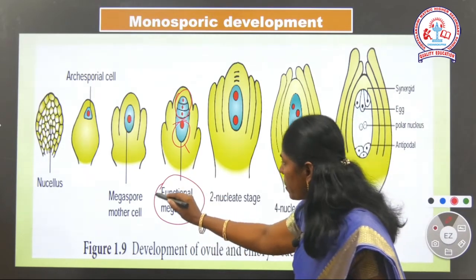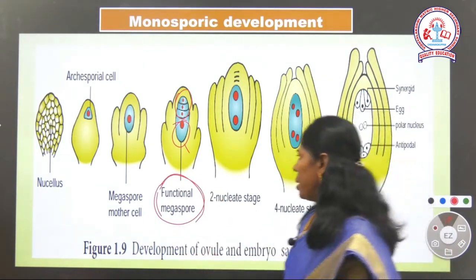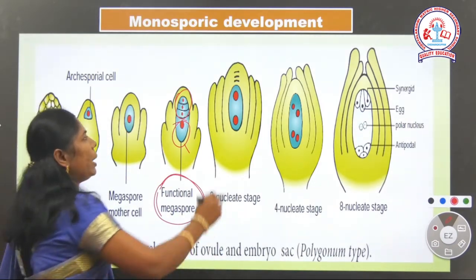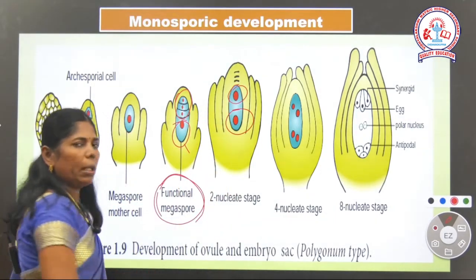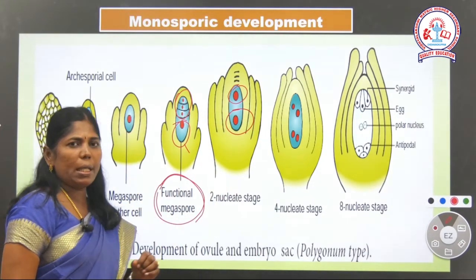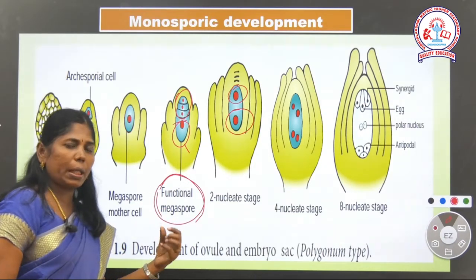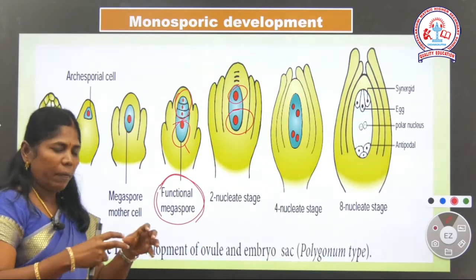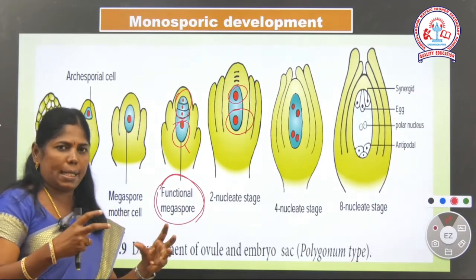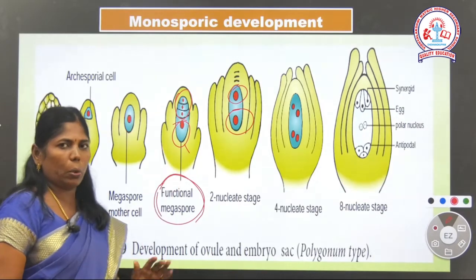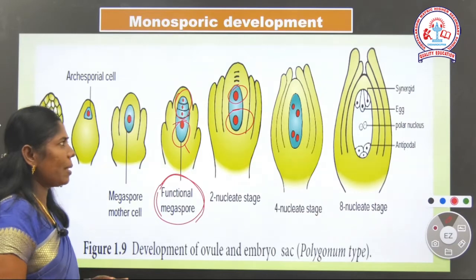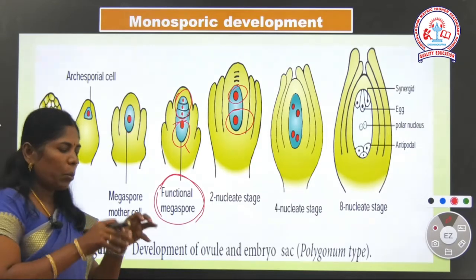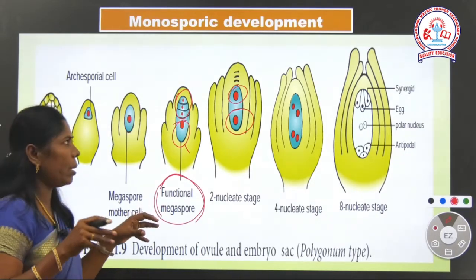The nucleus of the functional megaspore undergoes divisions. What type of division occurs? It is mitotic division. As a result of mitotic division, 2 daughter nuclei are formed. Initially the functional megaspore elongates in size along the micropylar axis and the chalazal axis. When it reaches a certain size, then the division occurs. The first division is a mitotic division. As a result of the first mitotic division, 2 nuclei are formed. The 2 nuclei move towards the opposite poles. So how do they move?